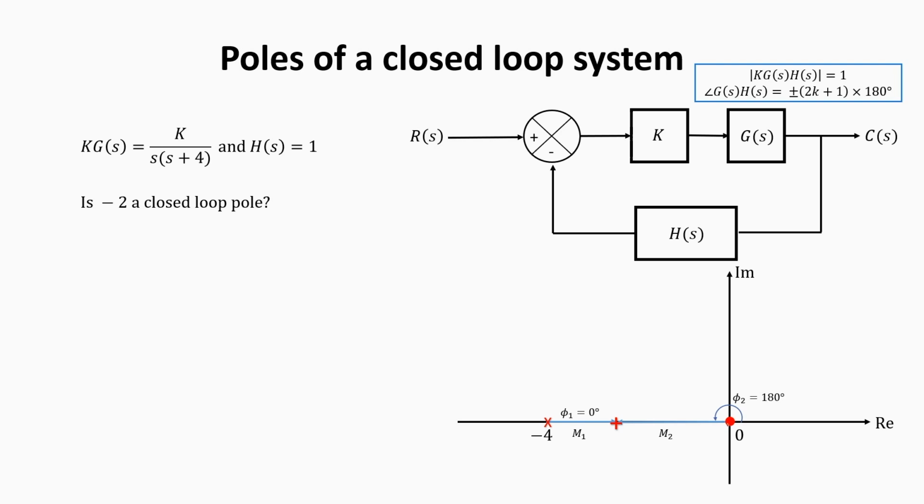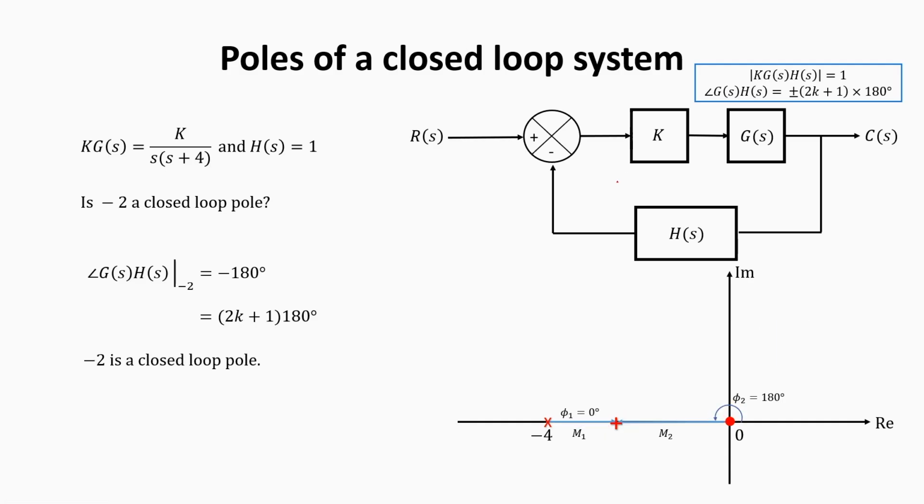So when I draw this, you see the angle made by this, let me call it a phasor. So the angle made by this phasor is 180 degrees, right? And the angle made by this phasor is 0 degrees. So what is the total angle? Minus phi 2 minus phi 1 is minus 180 degrees, which is an odd multiple of 180 degrees, right? Which means that minus 2 is indeed a closed loop pole.